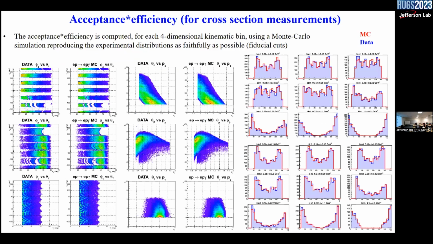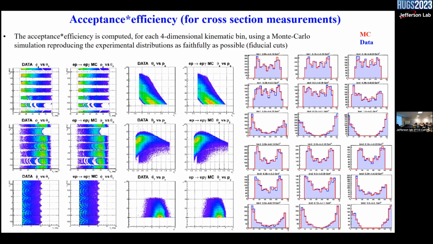So then I'll come to the acceptance and efficiency. This is necessary if you are making a cross-section measurement. As I said before, in asymmetry, everything cancels out. Doing the acceptance and efficiency is quite complicated. And here the fiducial cuts that I talked about earlier come into play, because the fiducial cuts really help you match things.